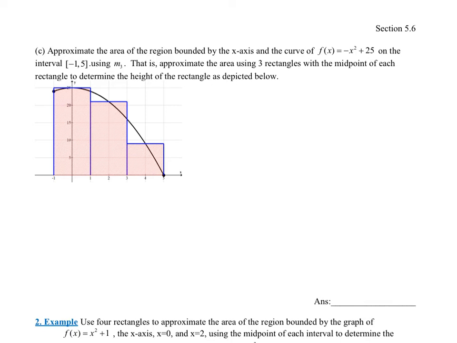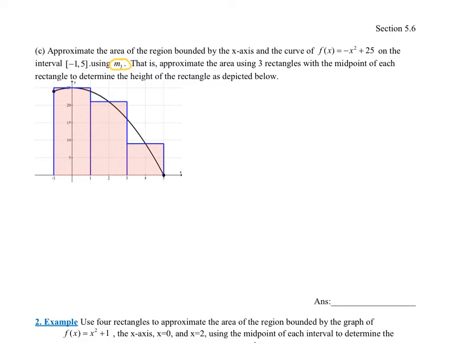Alright, so part 3 says let's approximate the area of the region bounded by the x-axis and the curve of f of x equals negative x squared plus 25 on the interval negative 1 to 5 using M3. So what does M3 stand for? It says I want 3 rectangles and I'm going to use the midpoint of each one of those rectangles.